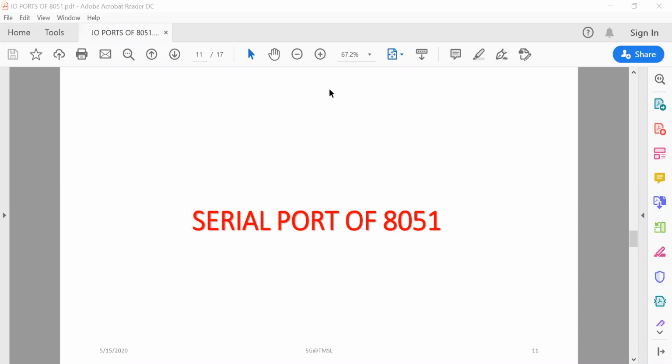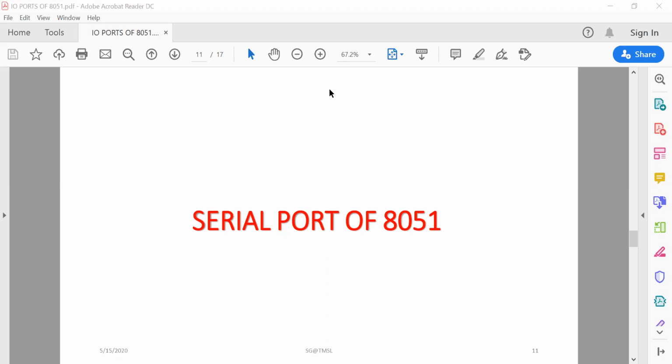In case of 8051, it has a built-in UART. It's not USART, it's UART, universal asynchronous receiver transmitter. It is not used for synchronous transmission, it is used for asynchronous transmission. So the 8051 chip is capable of handling only asynchronous transmission and reception of serial data.